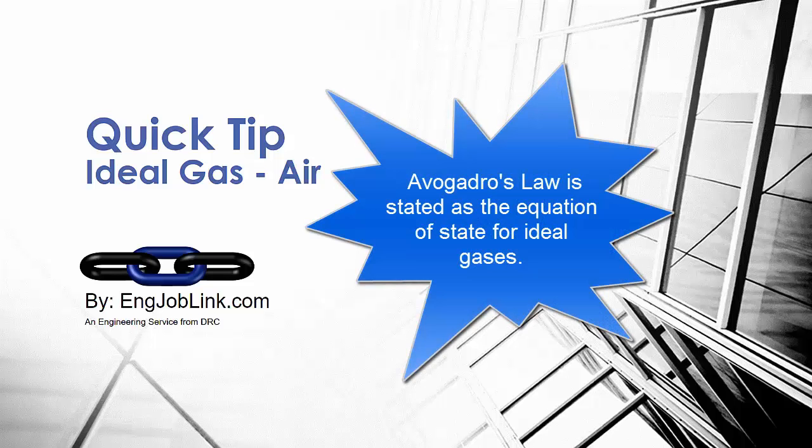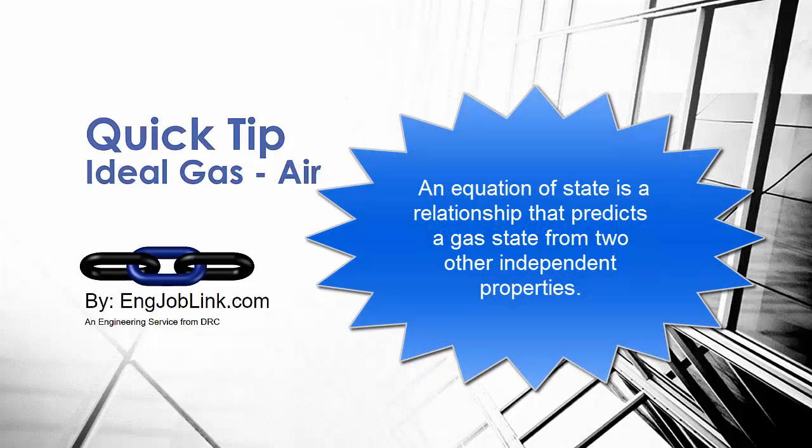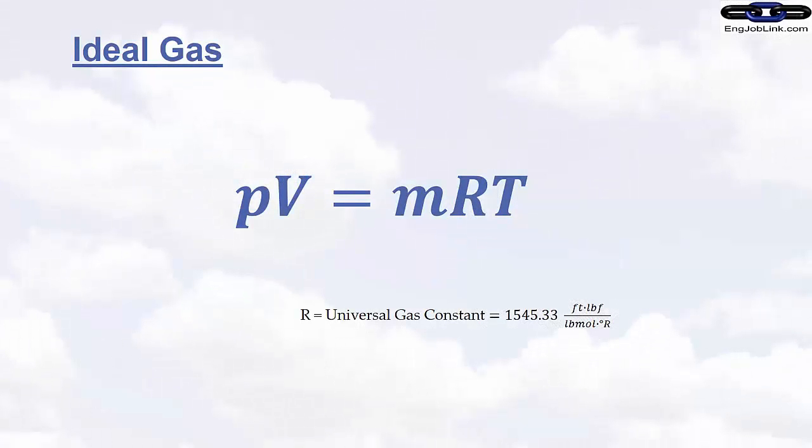Today I wanted to talk about air, the ideal gas law. So I'll just start with Avogadro's law. Avogadro's law is stated as the equation of state for ideal gases. An equation of state is a relationship that predicts the gas state from a set of two other independent properties. All right. Now the properties we're talking about today are in the ideal gas equation.